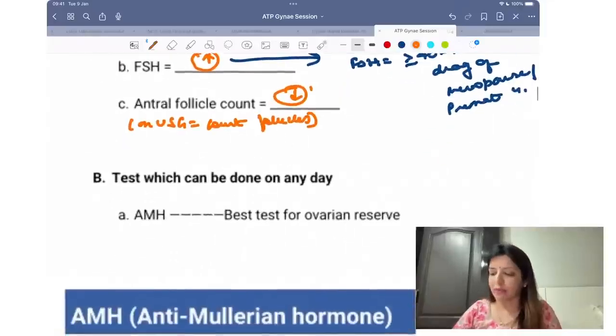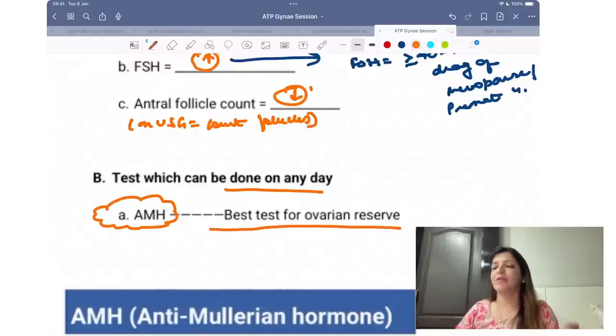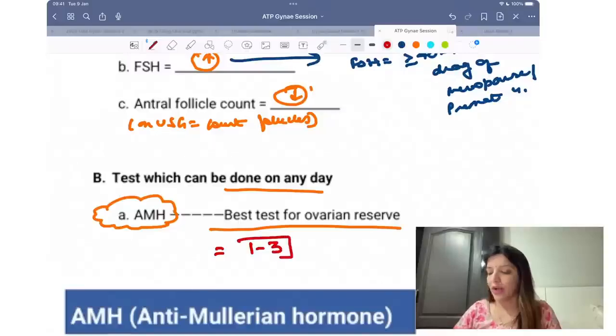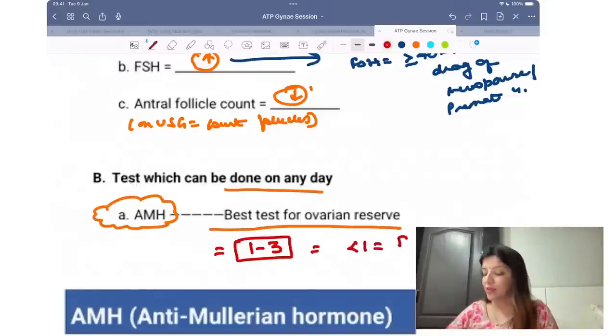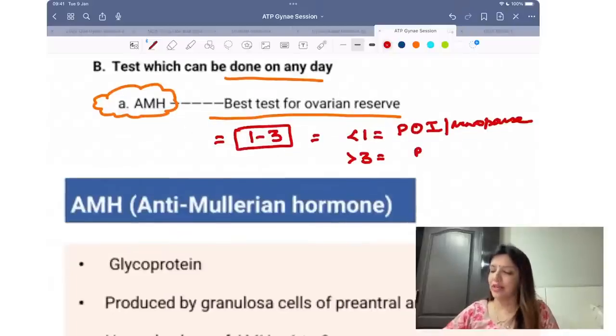There is one test which can be done on any day of the cycle, that is anti-Mullerian hormone levels. Because anti-Mullerian hormone can be done on any day of the cycle, that is why it is the best test for ovarian reserve. Values of anti-Mullerian hormone, remember, it is 1-3. Don't say 1, 2, 3. If it is less than 1, that indicates POI, that is menopause or premature menopause. If it is more than 3, it indicates PCOS.